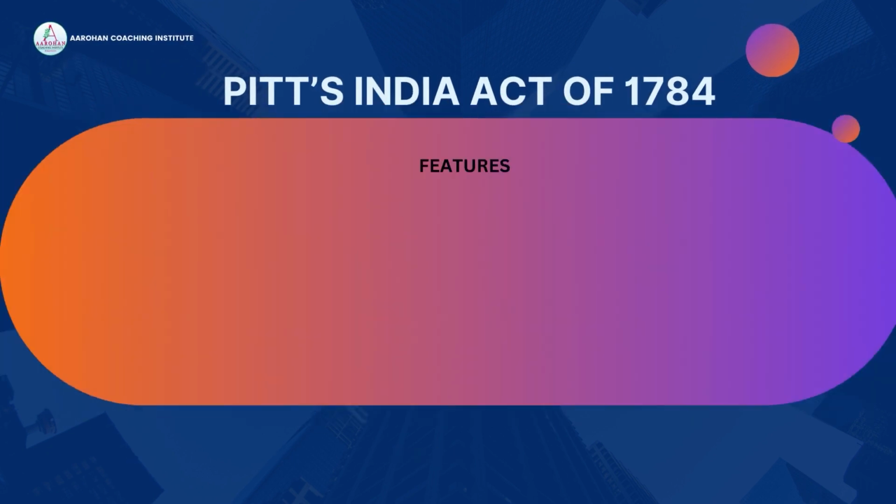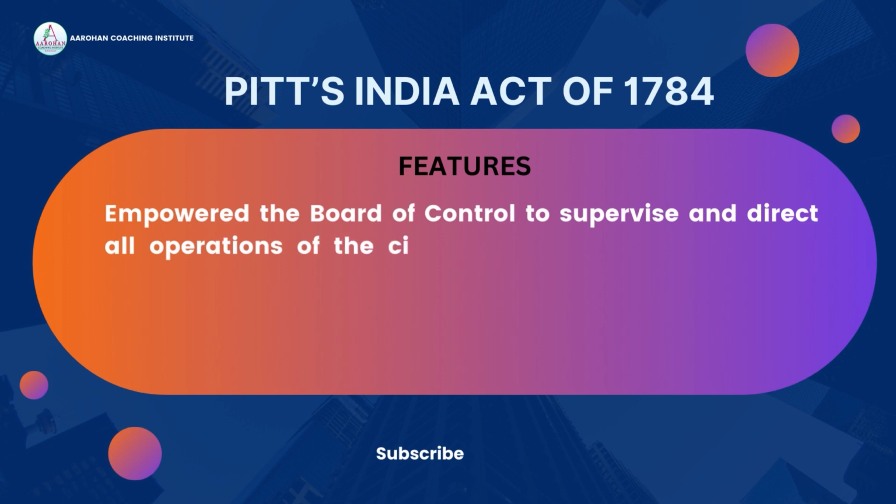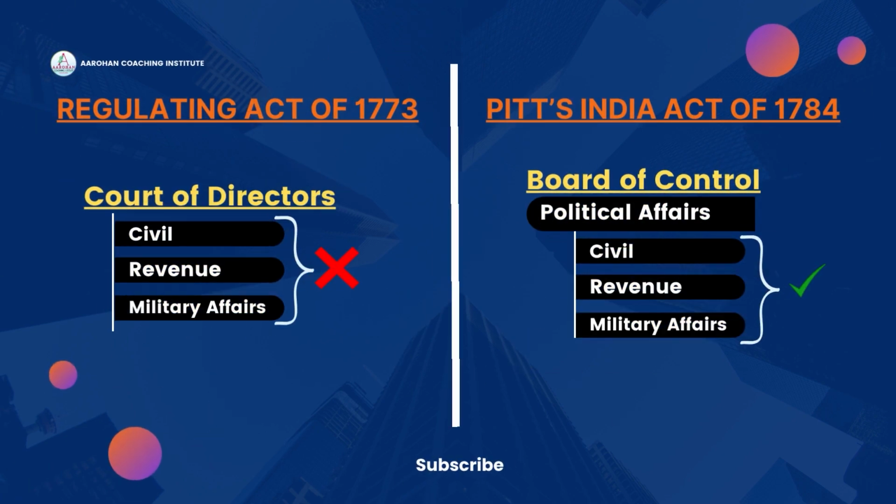Next point. This Act empowered the Board of Control to supervise and direct all operations of the civil and military government or revenues of the British possessions in India. Note it again, civil, military and revenue operations from now on will be supervised by whom? Board of Control. Earlier it was with the Court of Directors.